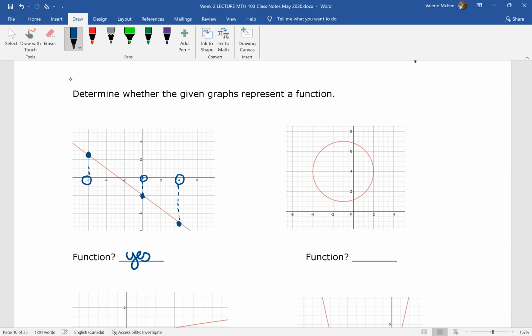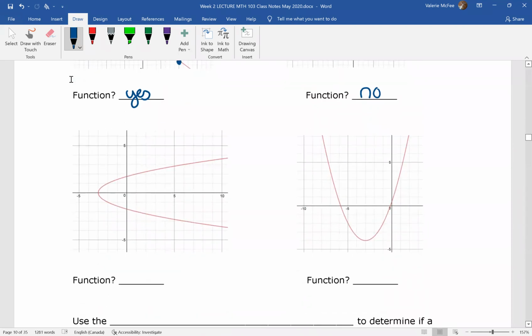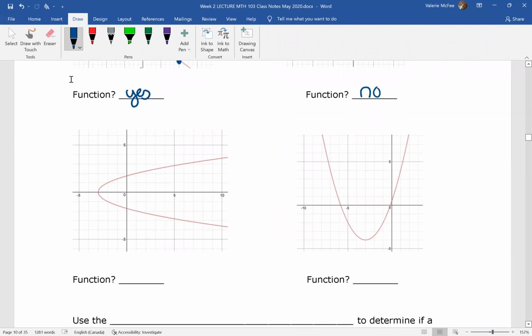If I look at this circle, if I choose the value of -2, I see that it corresponds to two y values. This is not a function. Pause your video and determine if each of these are functions.